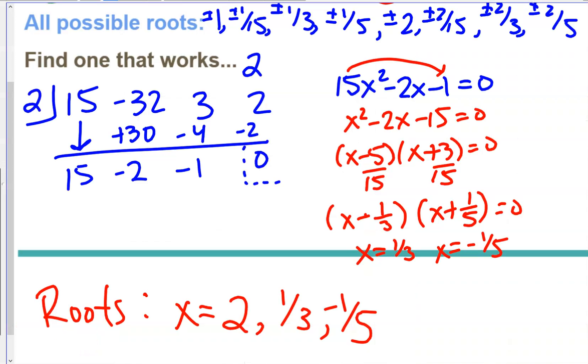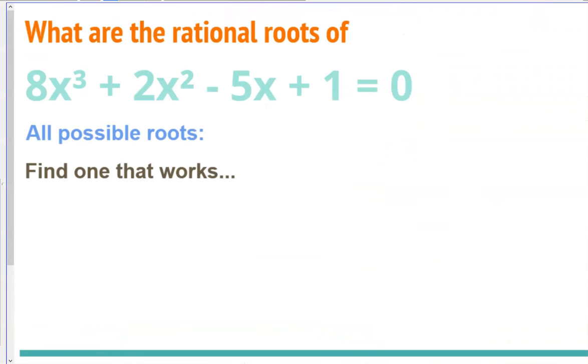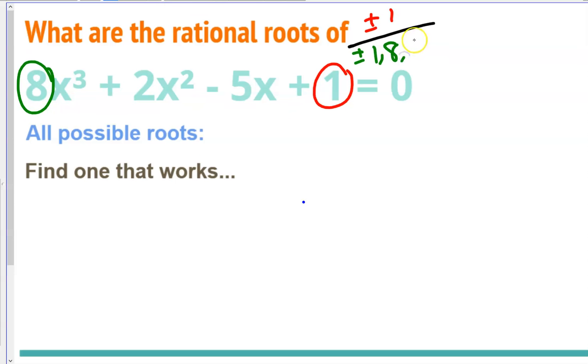Okay. Last one. Almost there. I know this is long, guys. Here we go. 8x cubed plus 2x squared minus 5x plus 1. List all my roots. All right. Well, all the factors of 1. Well, that's nice. It's just positive and negative 1. We're going to divide that by all of my factors of 8, which is going to be what? 1 and 8. What else can do it? 2 and 4. Okay.